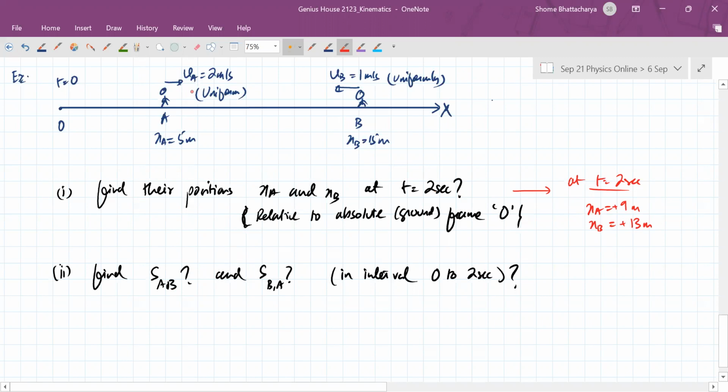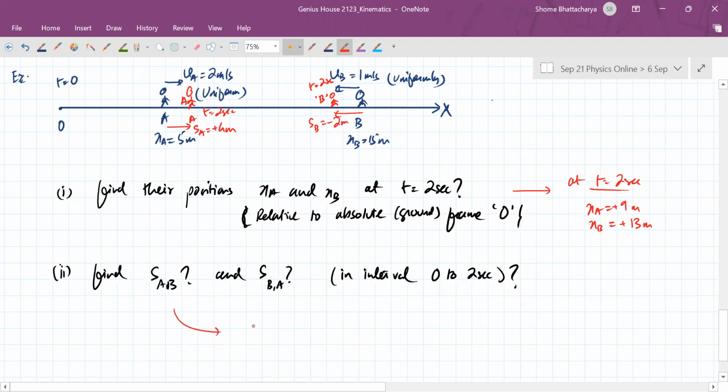Okay, so the answer to the first part is that at t equal to 2 seconds, the position of A would have changed to 5 plus 4. So that is plus 9. And the position of B would have changed to 15 minus 2. So plus 13. Okay. So at t equal to 2 seconds, you can see that A would have had a displacement of 4 meters, but B would have had a displacement of minus 2 meters.